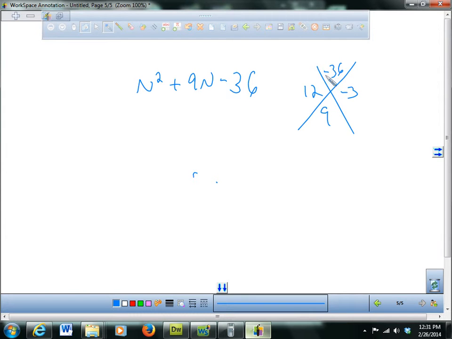So again, this has lots of different possibilities. Like 12 and 3 make 36. 9 and 4 make 36, but there's no way to get a 9 down here, right? 35 and 4 make 36, but there's no way to get a 9 down here, okay?